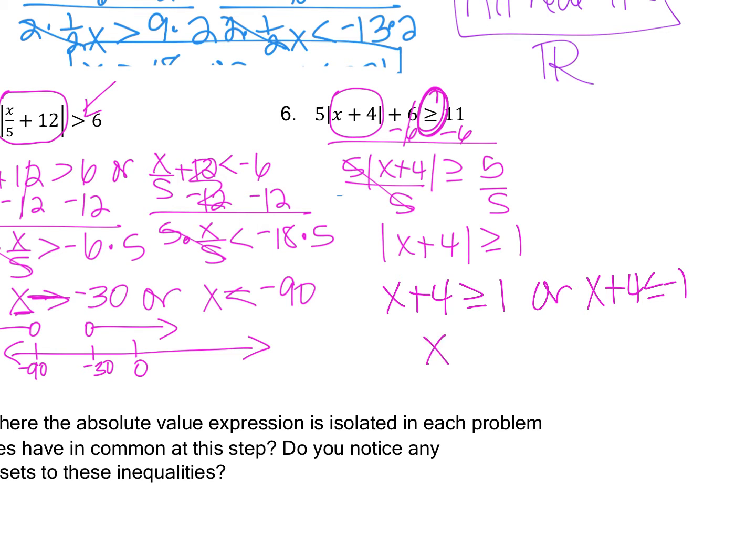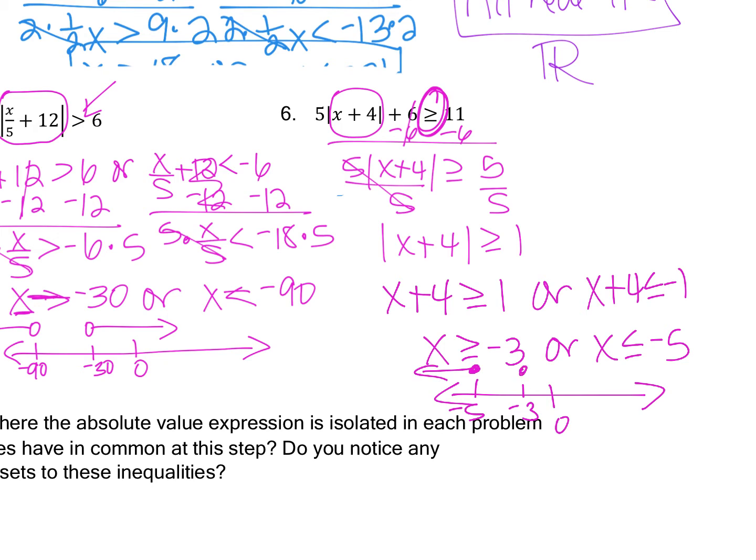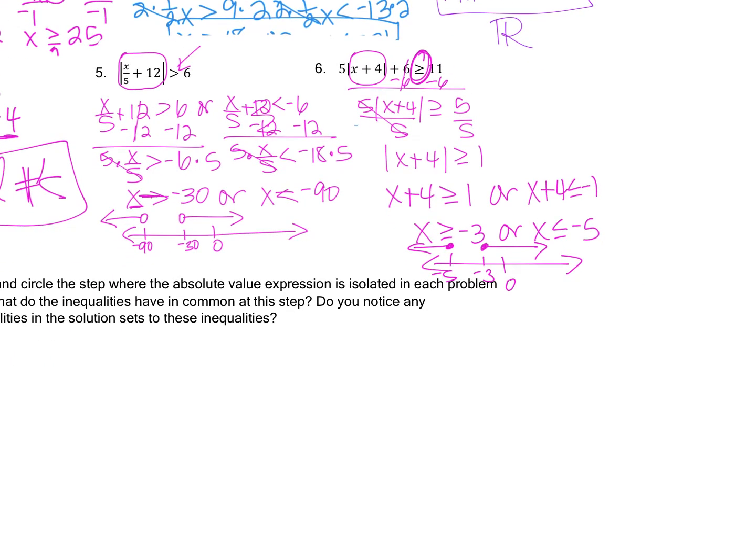So you should get x is greater than or equal to negative 3, or x is less than or equal to negative 5. So negative 3 comes first, then negative 5. It's equal this time, and less than, equal, negative 3, greater. So there's your solution on the number line.